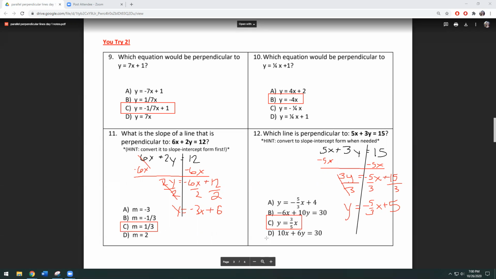For number 12, you could have also said D, because D is just another way to write that same equation. Oh, just kidding. Backtrack. Sorry. Ignore what I said. That is the same exact equation as that, so that would not work.